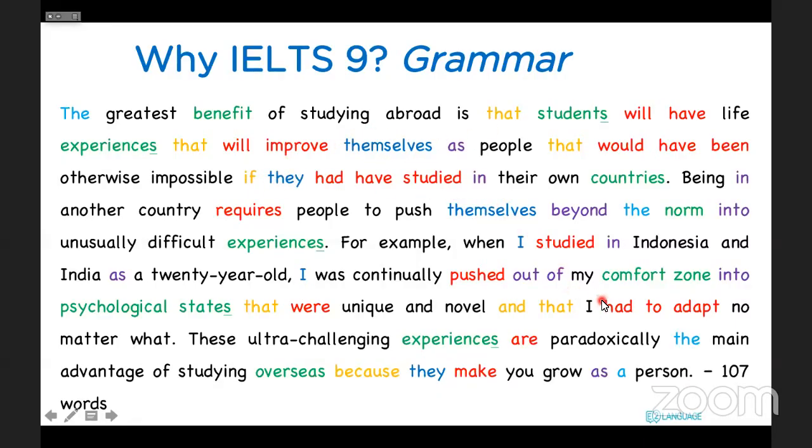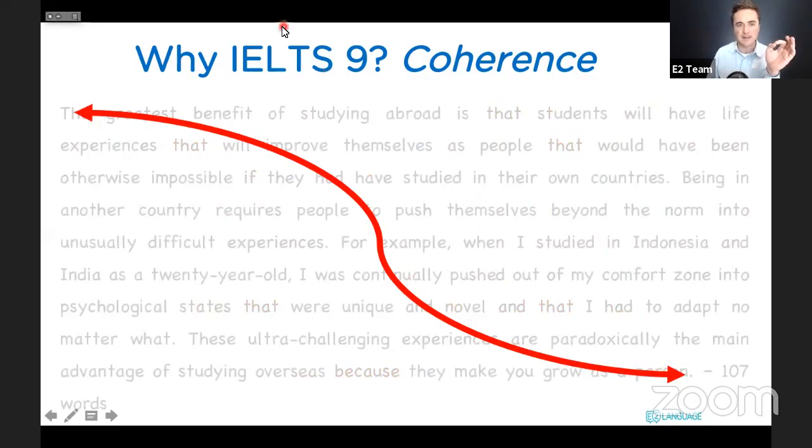Cool? And down here, I go back to experiences, the main advantage of studying overseas, because they, I'm talking about students. Okay, that's a little bit different. Anyway, that's grammar. Last one is coherence.